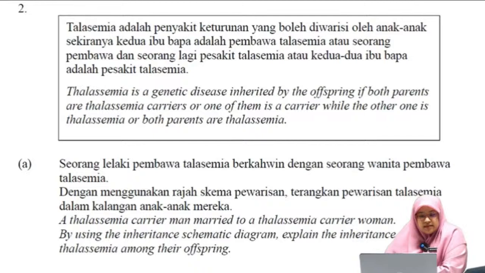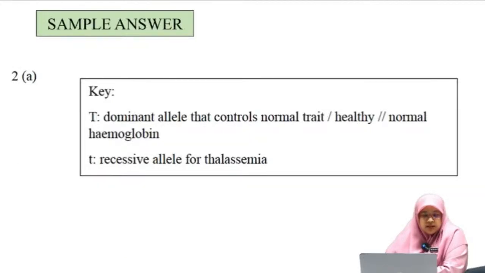A thalassemia carrier man is married to a thalassemia carrier woman. Using an inheritance schematic diagram, explain the inheritance of thalassemia among their offspring. The first thing you have to do is write the key. Since this is thalassemia, we represent it with capital T and lower t. Capital T is the dominant allele for healthy or normal hemoglobin, and lower t is the recessive allele for thalassemia.